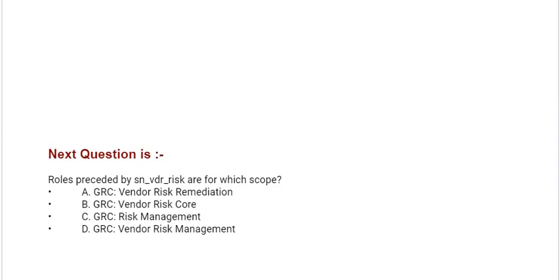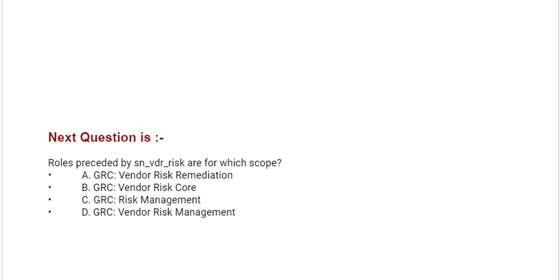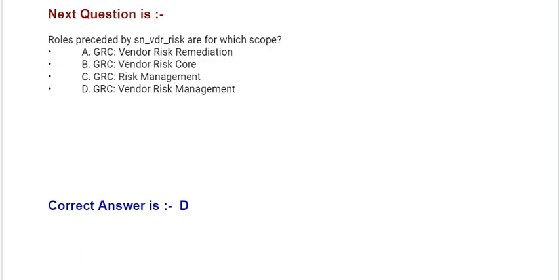Next question is, roles preceded by sn_vdr_risk are for which scope? Option A. GRC vendor risk remediation. Option B. GRC vendor risk core. Option C. GRC risk management. Option D. GRC vendor risk management. Correct answer is option D.